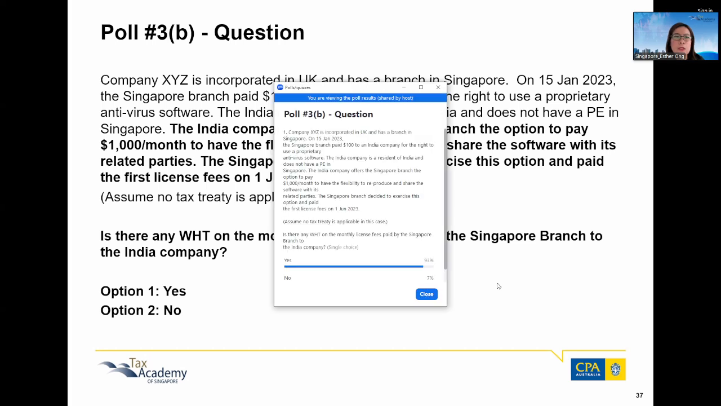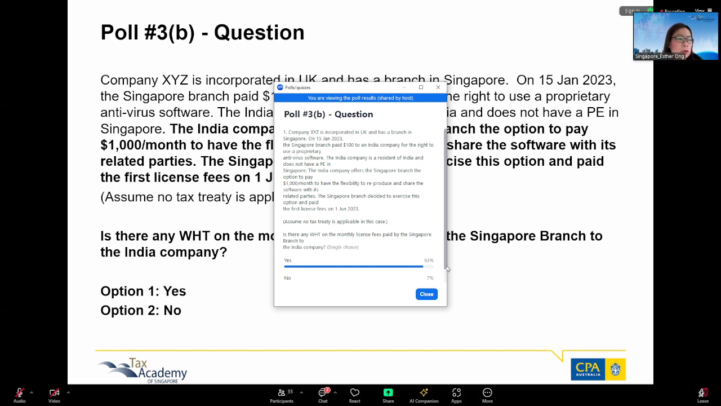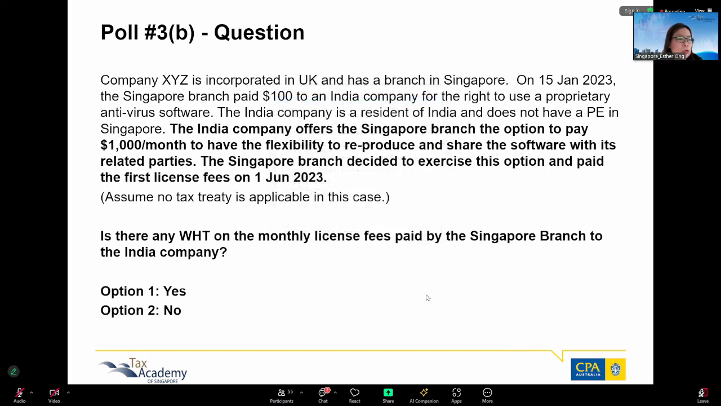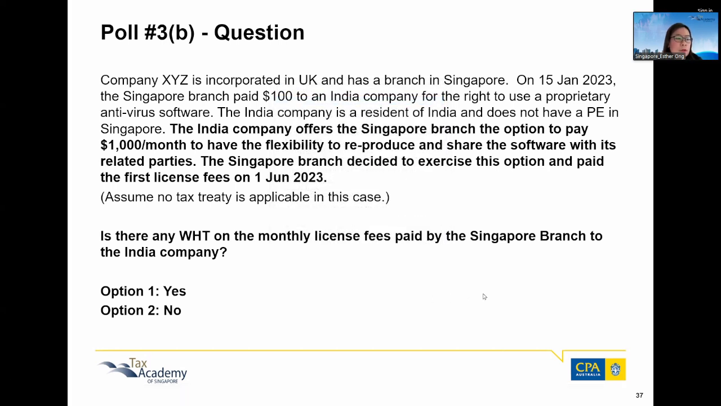The answer should be option 1, yes. Yeah, most of you got the question correct. And in this case, the payer can now reproduce and share the software with its related parties, which means that it can commercially exploit the copyright. So therefore, under the rights-based approach, the payment will be characterized as royalties within the scope of Section 12A, and withholding tax will be applicable under Section 45A of the Income Tax Act.